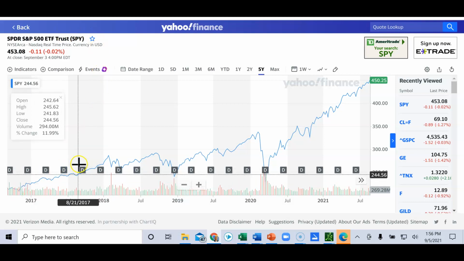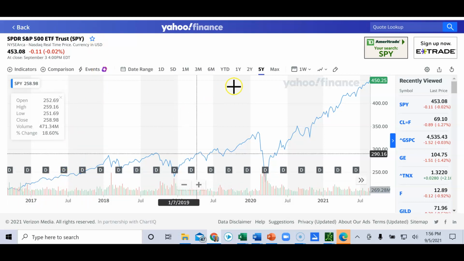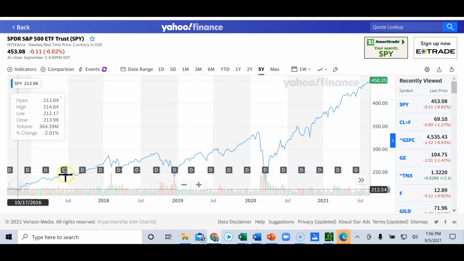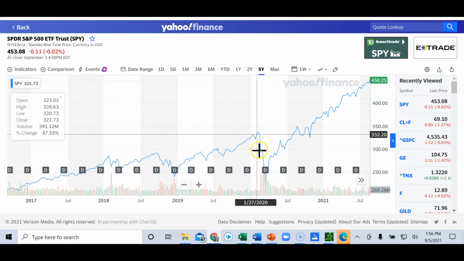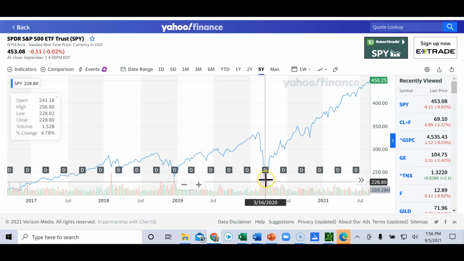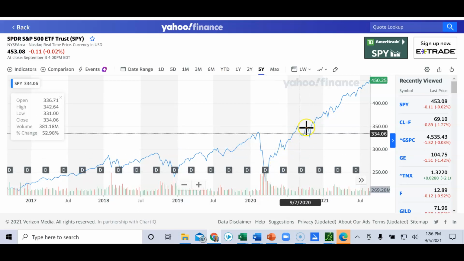So you can see, over the last 5 years, because I clicked on 5 years over here, it is going up and down. There was a drop here because of the COVID last year in March, and then obviously it went up, and it has gone up since then.